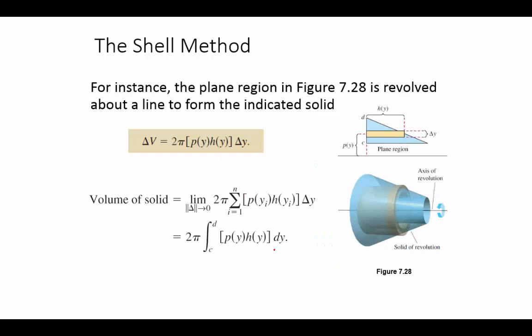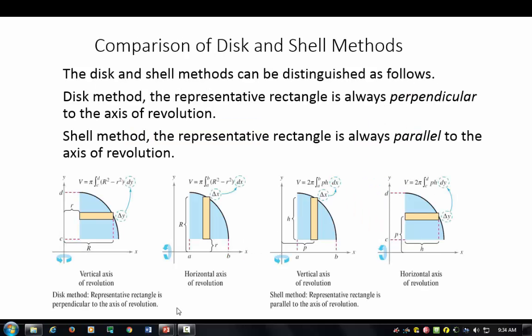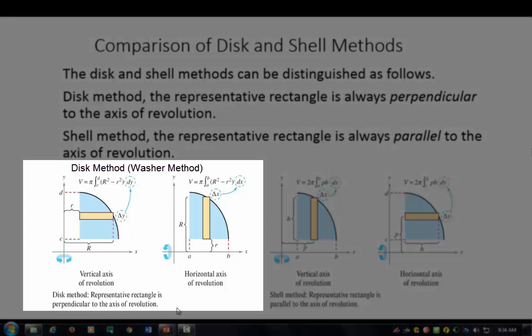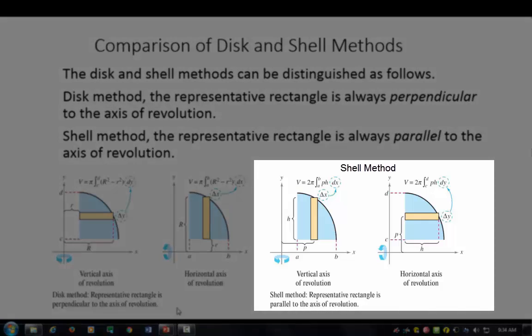For this method, if you have a solid rotating around the x-axis, it's going to turn out to be a dy problem. All right, so here's the formula. You're going to have 2 pi times the integral from c to d of p of y times h of y dy. p of y is this average radius, okay? h of y is the height. This is the gist of finding volumes of solids of revolution involving either the disk method, which basically is the washer method, those are one and the same, and then the shell method.